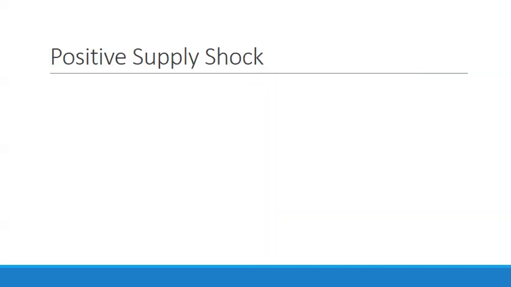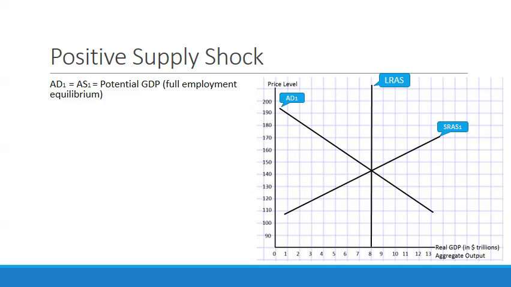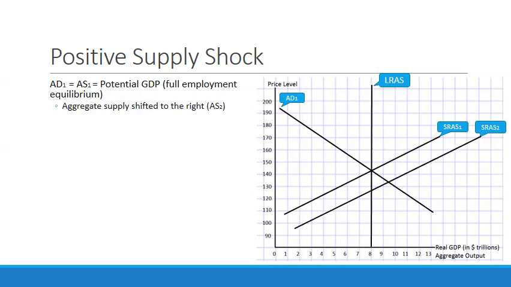Our second situation that we deal with is called a positive supply shock. So when aggregate demand is equal to AS1, and real GDP is equal to potential GDP, that's where we start. So that's our starting point, right there, our full employment equilibrium. In this situation, aggregate supply shifted to the right, out to here. So when this occurs, what we see, of course, is a fall in price levels, creating above full employment equilibrium. So price levels have fallen.